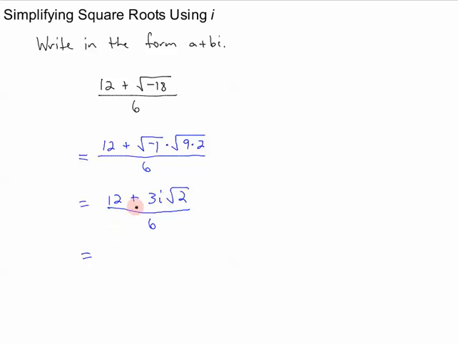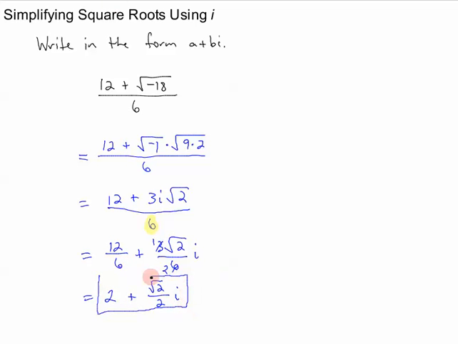Now whenever you have multiple terms over a single term, you can split these up over that term. So you can write this as 12 over 6 plus 3 times the square root of 2 over 6. And the i here, because we want it in the form a plus bi, you can put the i out to the side. And so now you can reduce each of these. 12 divided by 6 is 2. The 3 and the 6 reduce to 1 and 2. So you end up with 2 plus the square root of 2 over 2 times i. So a is 2, right? There's your a. And b is the square root of 2 over 2. So it's in the form a plus bi, and that's how you divide in this case.